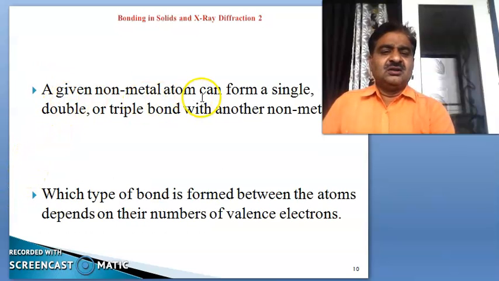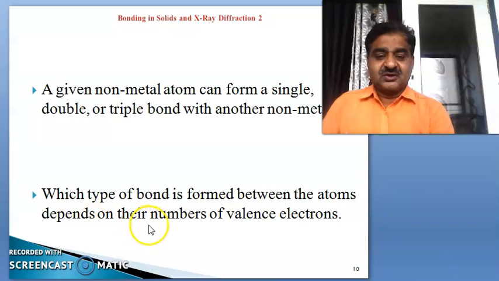A given non-metal atom can form a single, double or triple bond with another non-metal. There is a double bond, single bond and triple bond. A single non-metal atom can form these. Which type of bond is formed between the atoms depends upon the number of valence electrons. So depending upon the number of valence electrons, we can say either single bond, double bond or triple bond is formed.